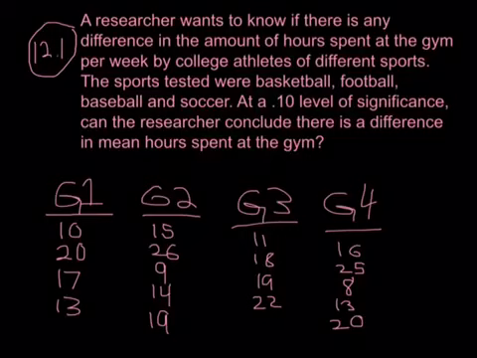Group 1 had an average of 10, 20, 17, and 13 hours. Group 2 had an average of 15, 26, 9, 14, and 19 hours. Group 3 had an average of 11, 18, 19, and 22. And Group 4 had an average of 16, 25, 8, 13, and 20 hours. So first you would state your hypothesis.